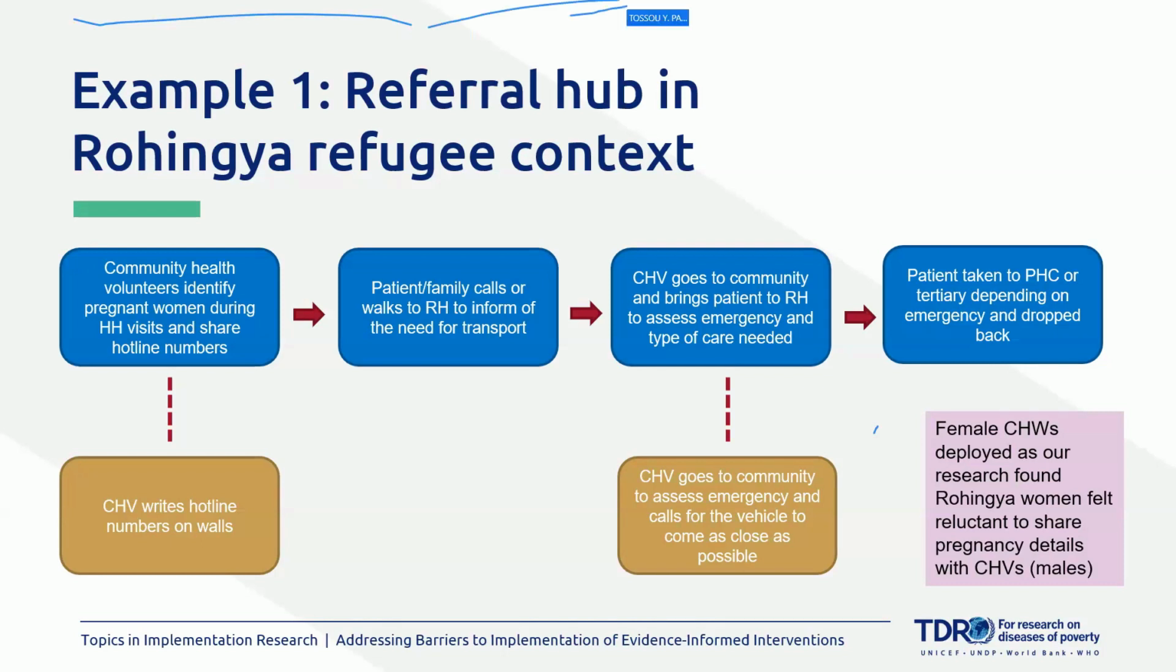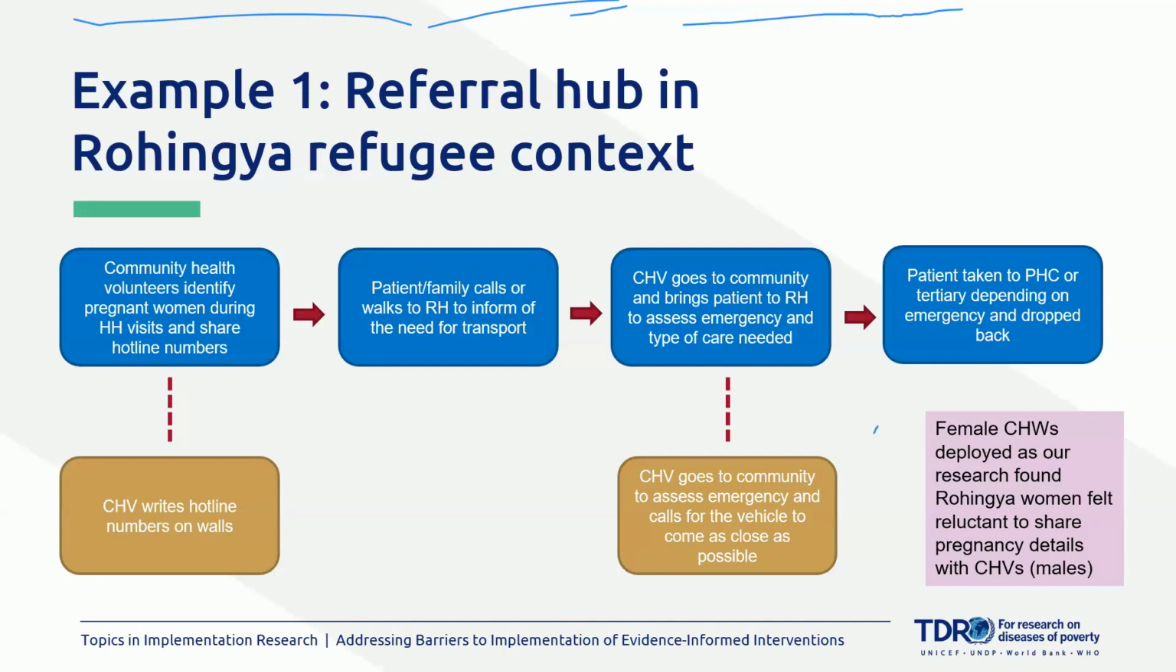Also, another adaptation they made was that the patient was not brought to the referral hub to assess their emergency. What they did was, after the phone call, the community health volunteers went to the patient's house, assessed the emergency at the household of the patient, called the driver of the vehicle to come as close as possible, and they would carry the patient on the stretcher or a wheelchair and then take them to the facility.